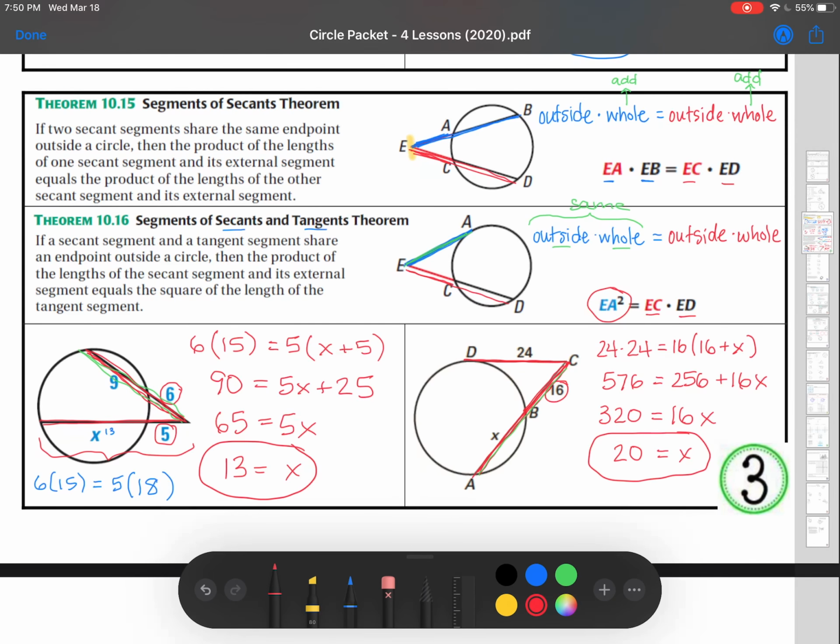And one more time, I'm going to check that. So if this little chunk is 20 out here, 24 times 24, I know that's 576. And is that equal to the outside times this whole thing? The whole thing would be 36, yeah? 16 times 36, looks like that checks out. So that's just a nice way to check your answers.